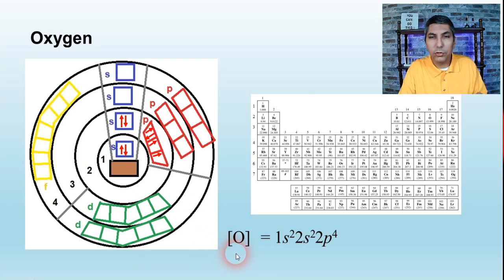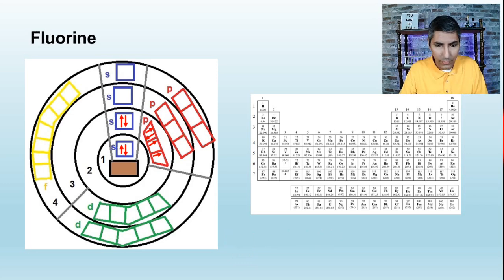Now, you might notice that we're starting to have a little pattern here. We had 2P1, 2P2, 2P3, and now we have 2P4. Maybe you can guess what the next one is going to be, right? Let's take a look at fluorine. So fluorine is going to sit right in that second box there. So I'm going to put fluorine right here.